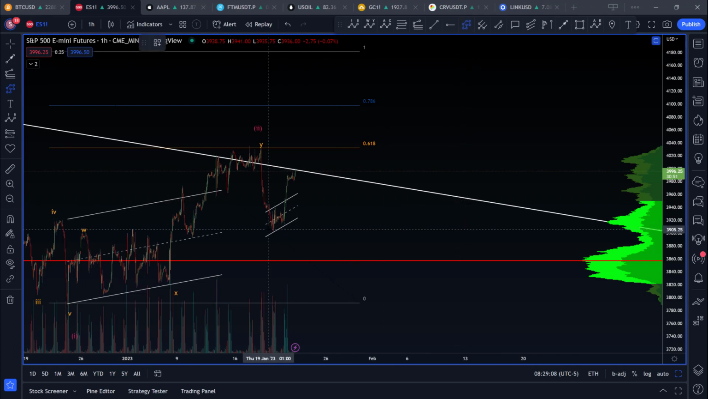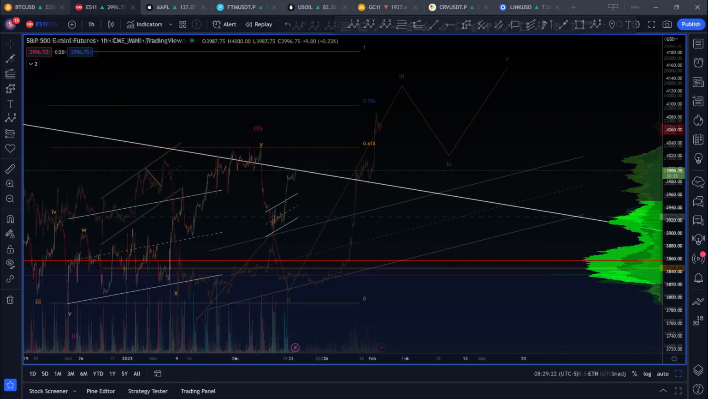However, if this thing does what it's been doing, and we finish a 3-wave move to the upside and get impulsive to the downside, I will remain in my short bias, but I will definitely be taking advantage of this in either direction with the Discord this week.